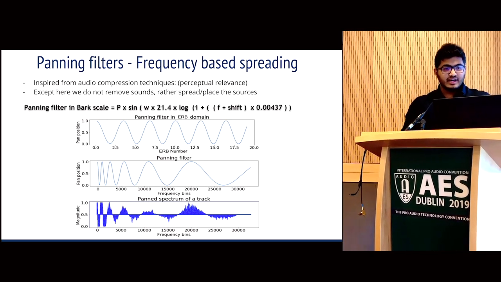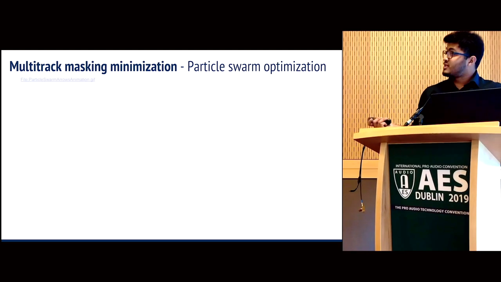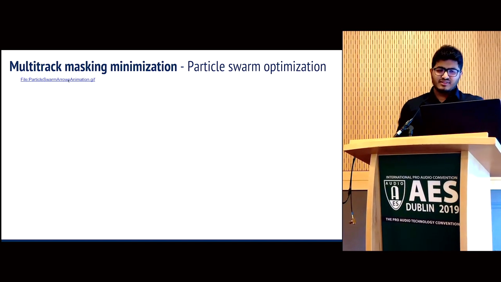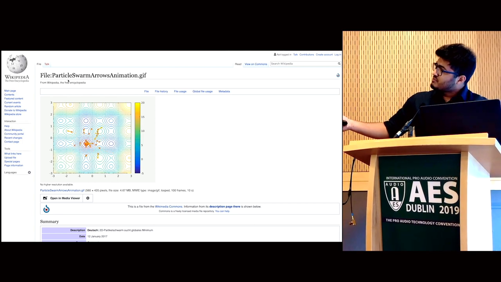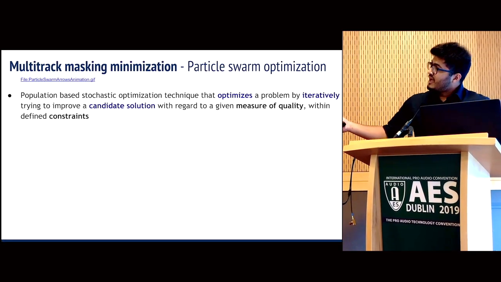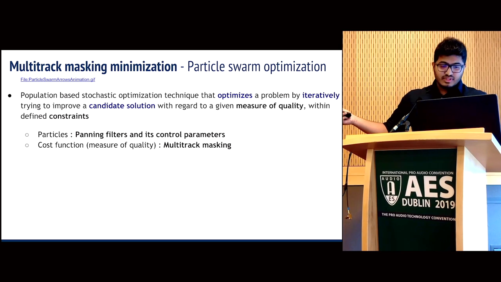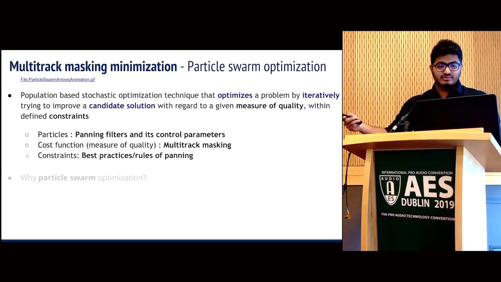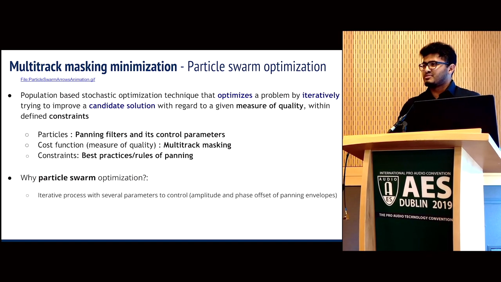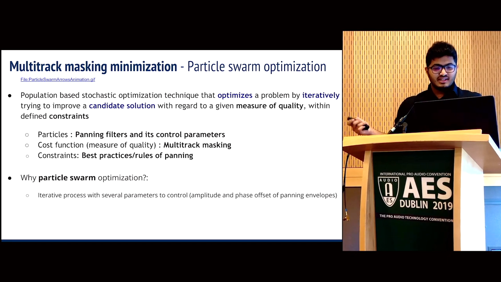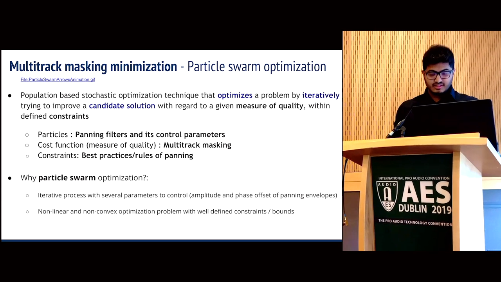And finally, I used a state-of-the-art optimization algorithm called particle swarm optimization, mainly because I have a lot of particles to deal with. Here, each particle would be the panning filter for each track. My cost is multi-track masking, and the constraints are the best practices of panning, which I'll explain soon. And why particle swarm optimization? Because that is very similar to the process sound engineers use. It's a very iterative process, and you have a lot of parameters to control: the amplitudes and the panning offsets of these panning filters.